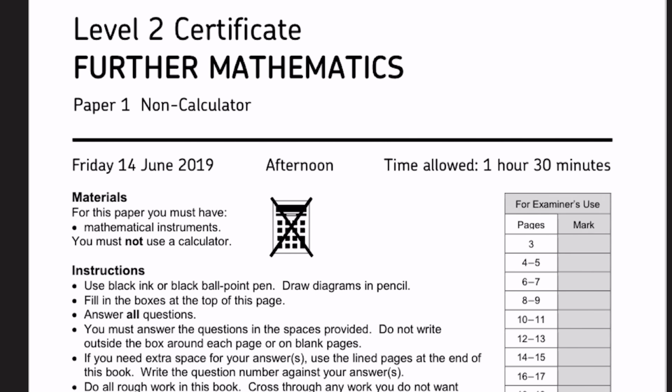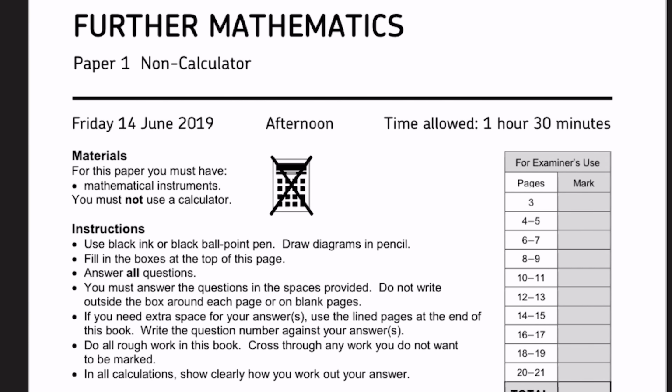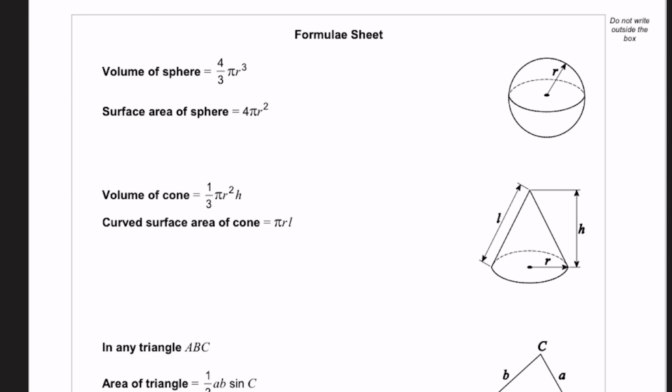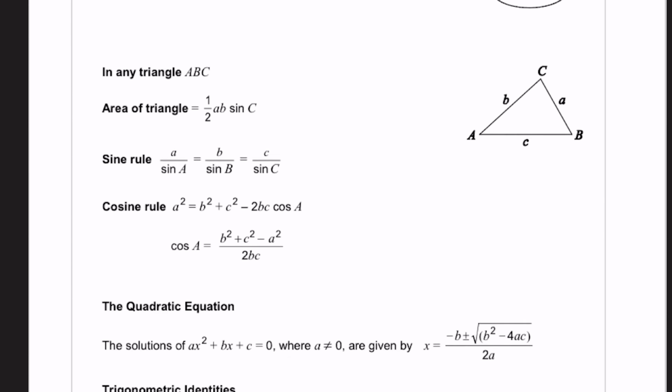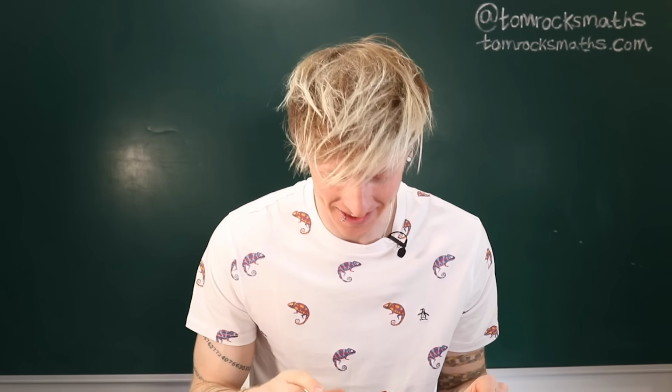We've got the Further Mathematics Paper 1, 2019, time allowed 1 hour 30 minutes. And oh, we've got a formula sheet. It's very nice, telling me the volume of a sphere, surface area of a sphere, volume of a cone, surface area of a cone, sine rule, cosine rule, quadratic equation. We get the quadratic equation, that's generous. And some trig identities. Also very nice.